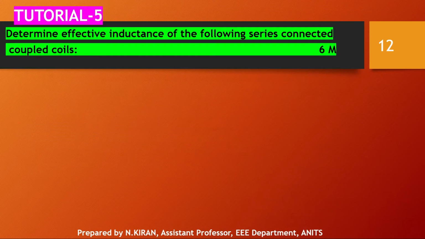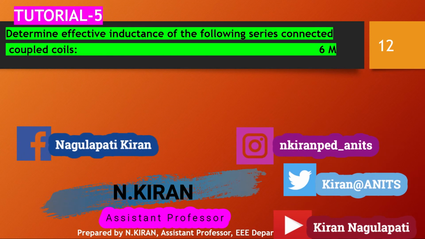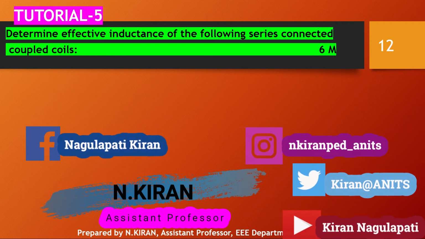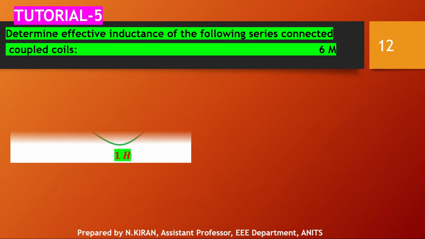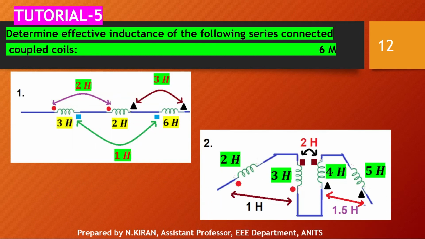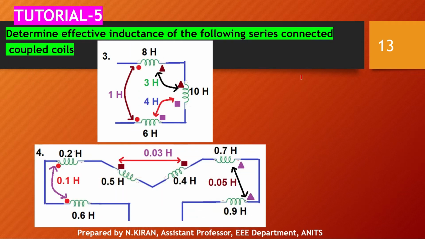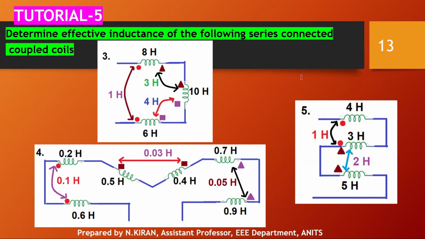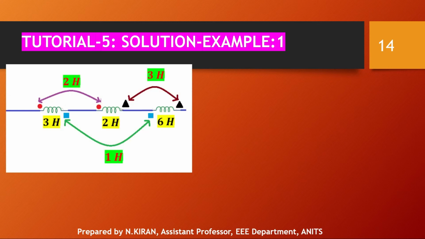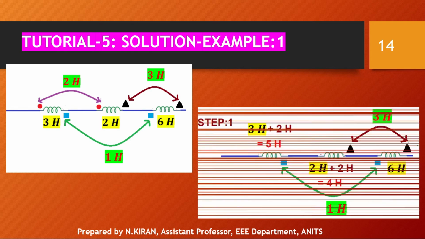So the fifth sum asks us to find effective inductance of the following series connected coupled coils. So we shall see step by step procedure how to find the effective inductance of all these 5 sums in detail. So first let me consider the first sum. So the same procedure we are going to implement that we have seen in first sum.